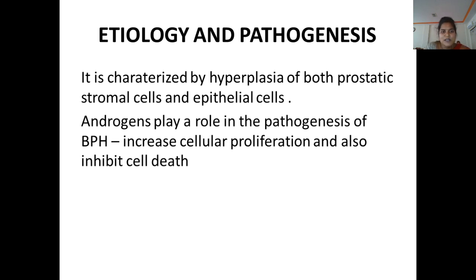Etiopathogenesis. It is characterized by hyperplasia of both stromal cells and epithelial cells of the prostate. And one more thing, androgen plays a major role. In this, androgen increases cellular proliferation and also inhibits cell death. So BPH can be seen because of the androgen effect.